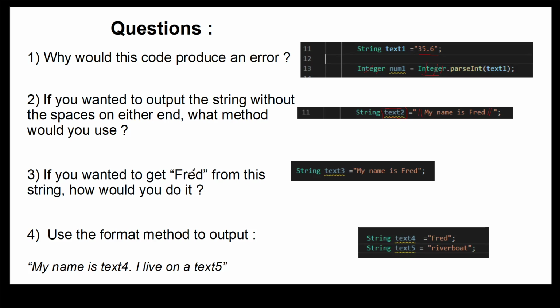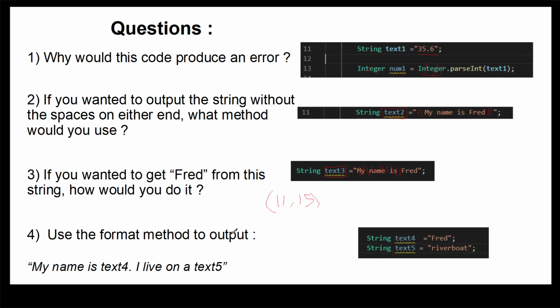Number three, if you wanted to just get Fred from this, again, we're going to be using that object here. So we're going to use text3.substring, and then we need to count it. So we've got 1, 2, 3, 4, 5, 6, 7, 8, 9, 10, 11. So we start from 11 because that is the one that we want. So we say substring 11, and then we say 12, 13, 14, 15. So it'll be a substring from 11 to 15, and that will allow us to get Fred.